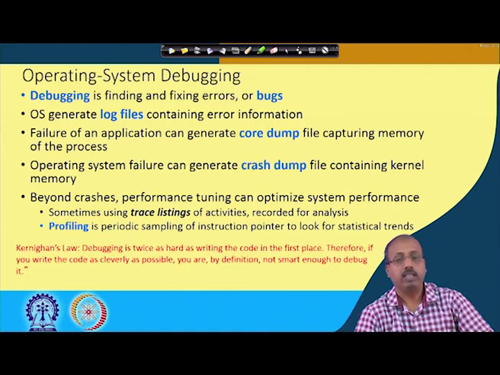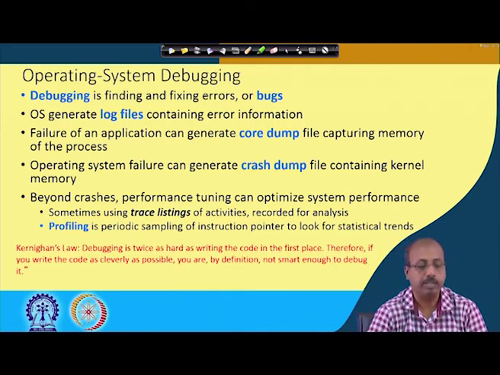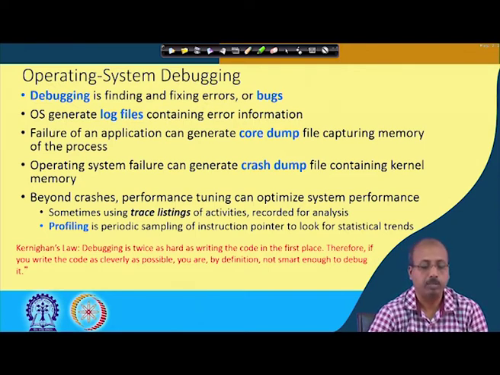Now, how to debug the operating system? That is also a very important issue. Debugging is defined as finding and fixing errors or bugs. The OS normally generates log files that contain error information, and failure of an application can generate a core dump file capturing the memory of the process.